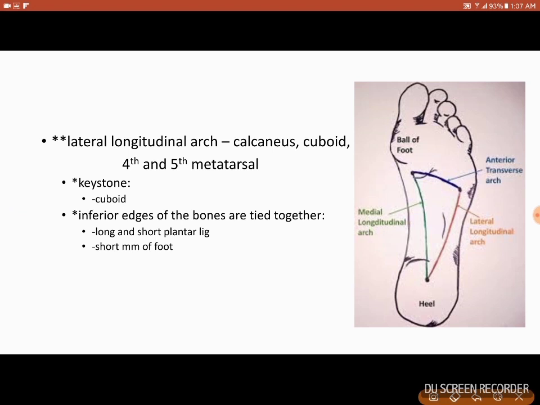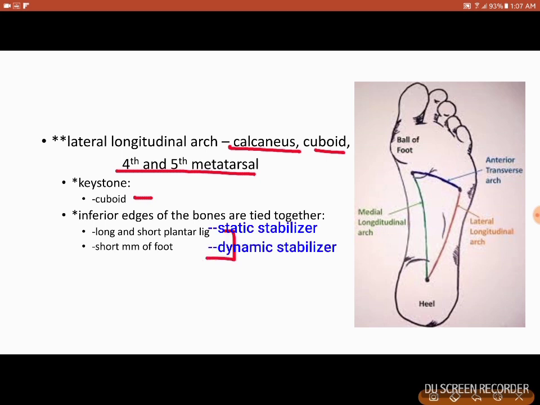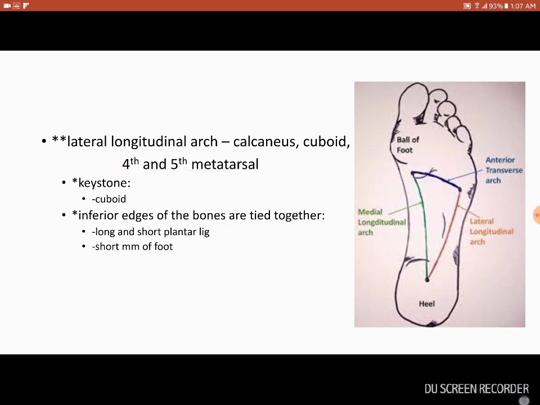Next is your lateral longitudinal arch. The bones included are your calcaneus, cuboid, and fourth and fifth metatarsals. Its keystone is the cuboid bone. And these are its static stabilizers.